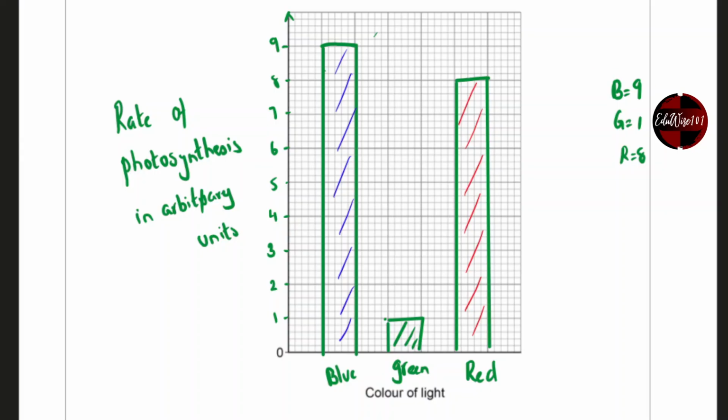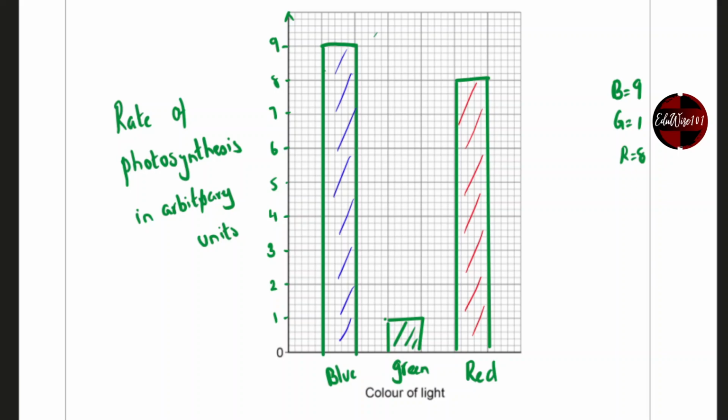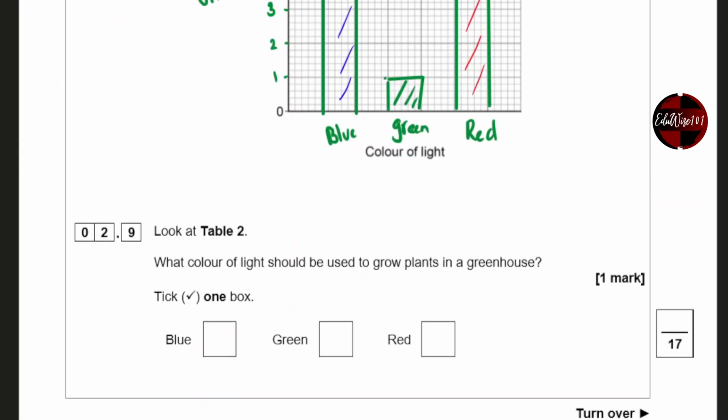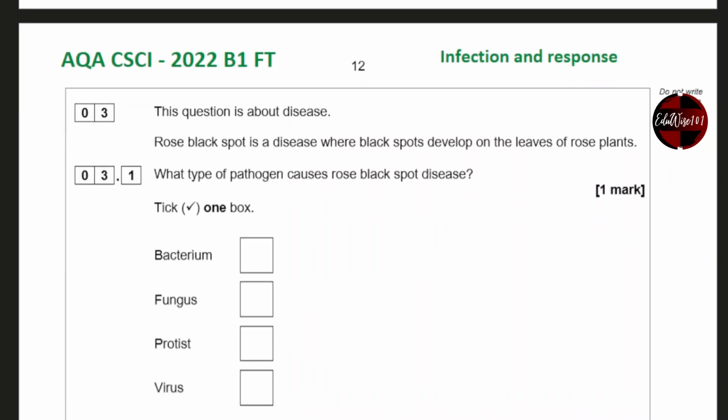And let's have a look at the next question. What color of light should be used to grow plants in greenhouses? Well, you want to use blue light so that you get the most photosynthesis because it produces 9. So that's blue. That brings us to the end of question number 2. Let's have a look at question number 3.